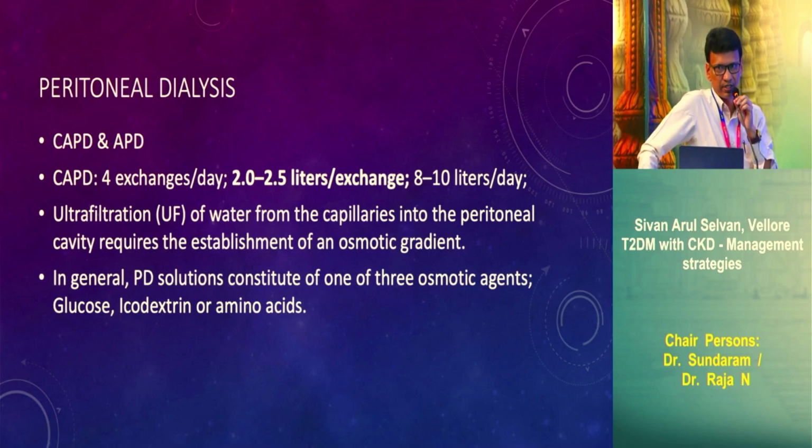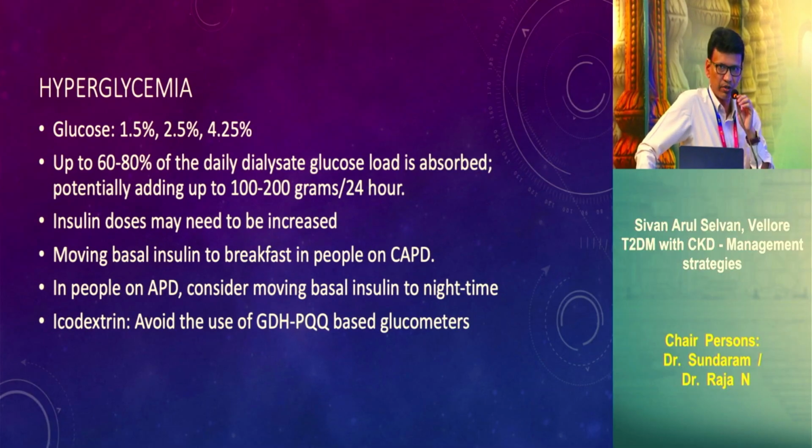In contrast to hemodialysis, in peritoneal dialysis the major problem will be hyperglycemia, because for dialysis we need an osmotic agent for ultrafiltration, and the common osmotic agent used is glucose. Other agents like icodextrin and amino acids can be used, but the commonly used osmotic agent is glucose at various concentrations like 1.5, 2.5 and 4.25. Generally the patient may require around 8 to 10 liters per day, so around 100 to 200 grams may be absorbed in a single patient. This can cause significant hyperglycemia because of excessive glucose absorption.